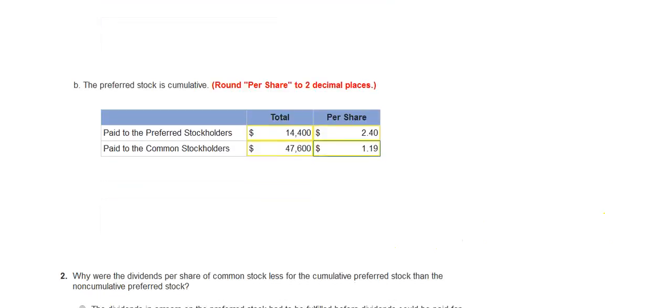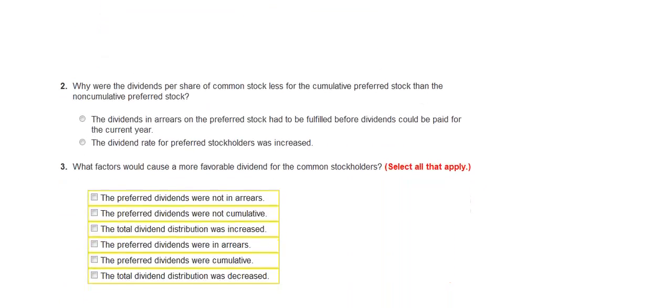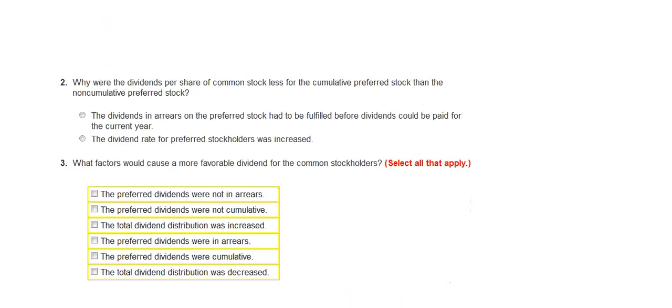Now let's look at the next requirement. They want to know why were the dividends per share of common stock less for the cumulative preferred stock than the non-cumulative preferred stock. Well, it was because less money was available to the common stockholders because 2 years of dividends were in arrears, and they had to be paid before any dividends could be paid to the common stockholders. So the dividends in arrears on the preferred stock had to be fulfilled before dividends could be paid for the current year to the common stockholders.